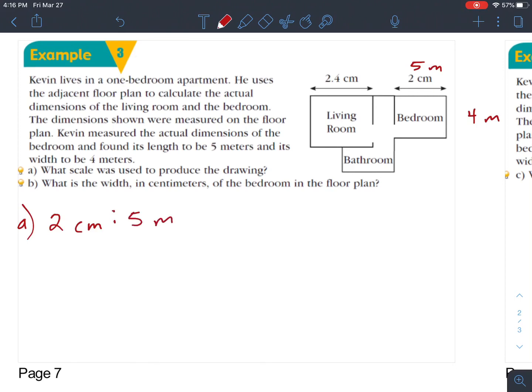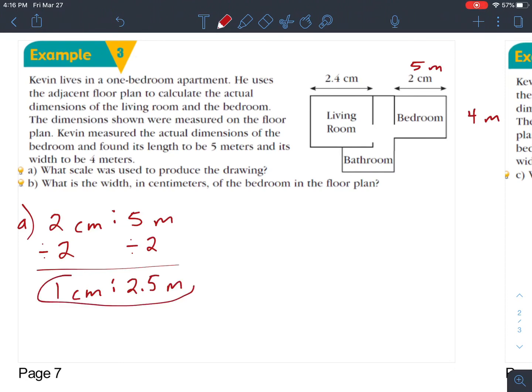Once again, we need to put this in simplest form. So let's divide the left side by 2. And we're going to get 1 centimeter is equal to 2.5 meters. Okay. Then for part B, we need to find the width of the bedroom.